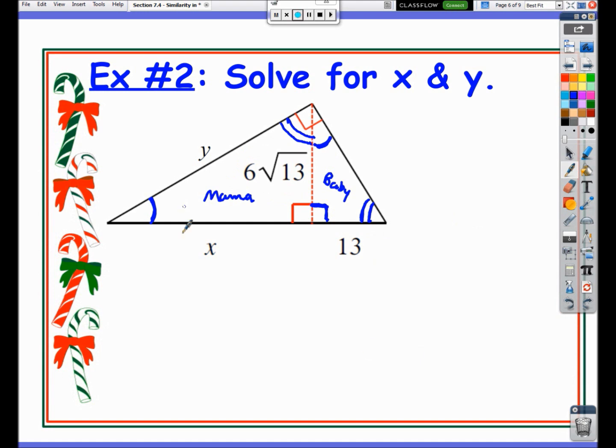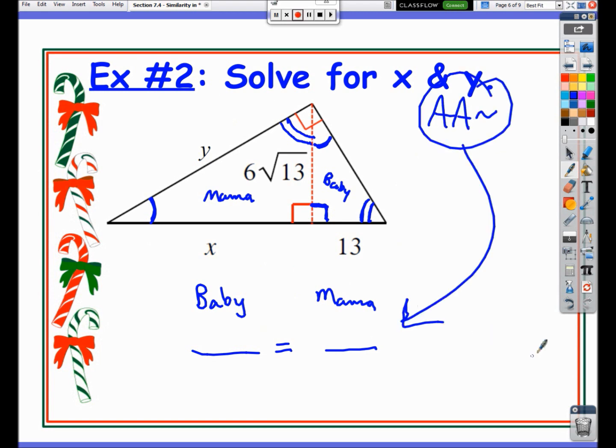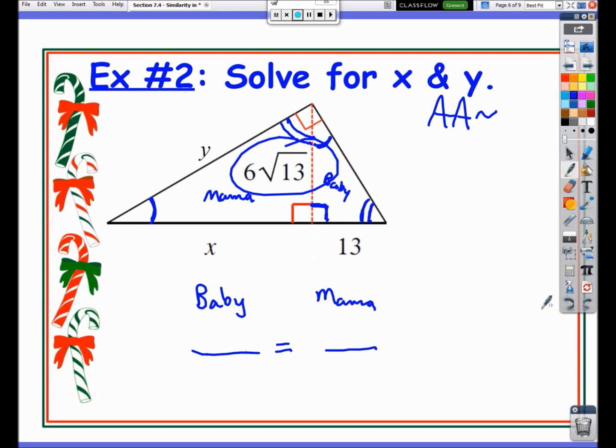So I would say let's just start with the baby triangle, and let's see how well the baby triangle works with the mama triangle in setting up a proportion. And remember, we're allowed to set up this proportion because all three of these triangles are similar by angle-angle similarity. So because of this, we're allowed to do this. All right, so baby triangle, again, we have these two sides, 6 root 13 and 13. I can set them up however I want to. So let's say I put the 6 root 13 in the numerator, the 13 in the denominator, but now we need to make some little notes here.